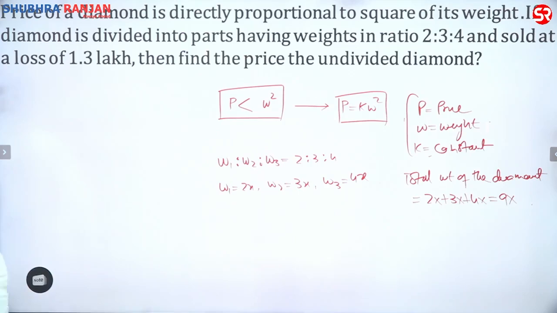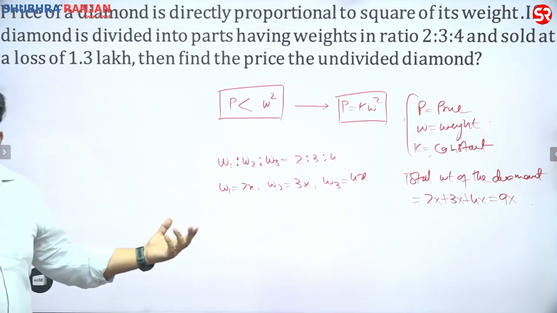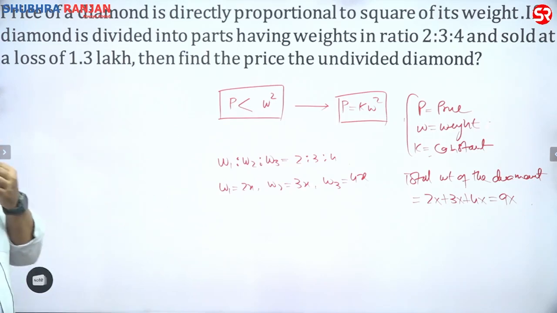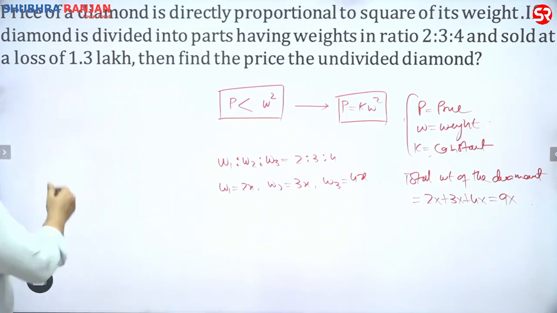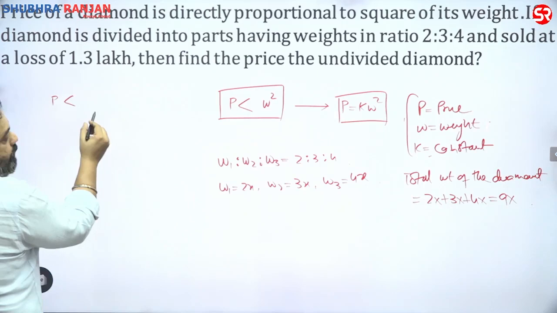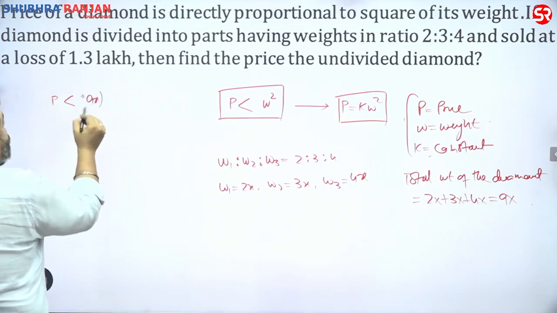So the weight of the diamond was 9x. When broken it is 2x, 3x, 4x. Ratio 2:3:4 था. Clear? Now listen, which means price of the total diamond directly proportional to 9x का whole square होना चाहिए था.